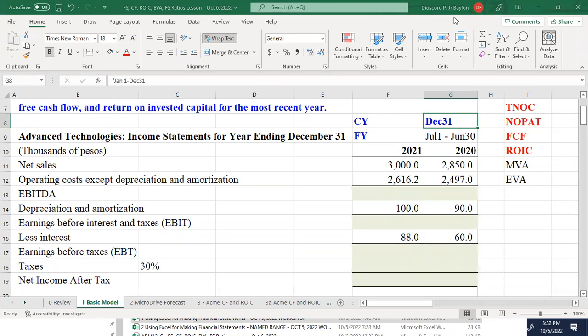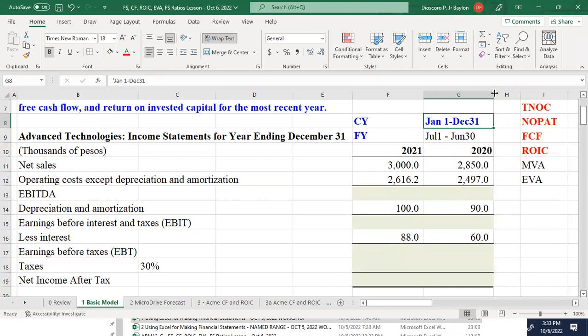So the company was using, if it's from January 1, okay. Jude, yes? Sir, calendar year. Yes, correct. So thank you, Jude, that's correct. From January 1 hanggang December 31, that's called your calendar year.